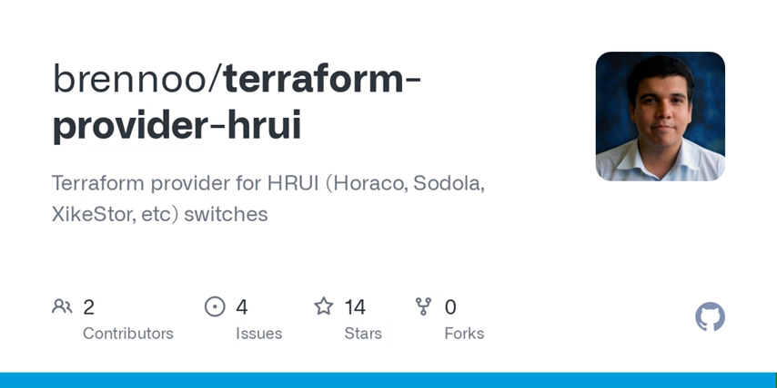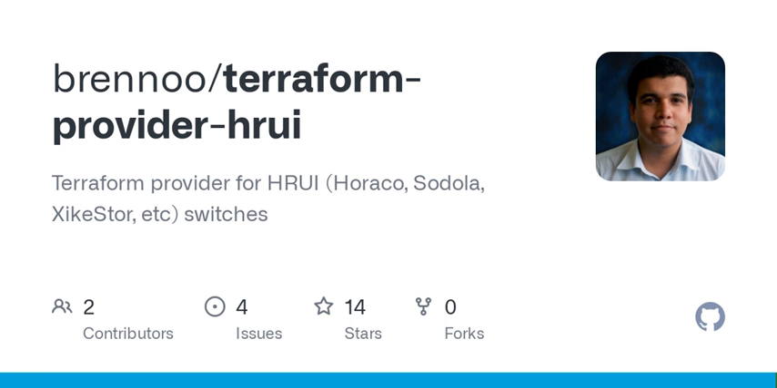Now, let's get into the nitty-gritty of getting started with this provider. If you're interested in diving right into it, the first step is to configure the provider in your Terraform setup. For instance, you'd specify the provider like this: Terraform required_providers, hrui equals source equals /hrui, version equals 0.1.0-alpha.1, provider hrui, url equal to 192.168.1.1, username equals admin. The password can be set in the HRUI_PASSWORD environment variable.